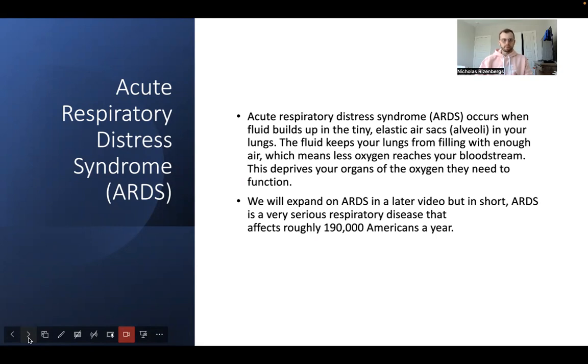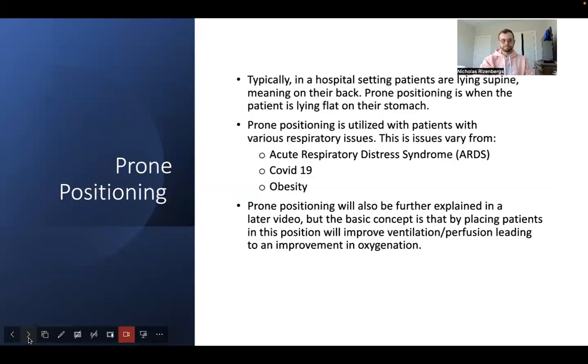And all that going on is basically saying there's a lack of compliance in your lungs. They are not working efficiently. They're not being able to fill and push air out efficiently at all. So we're going to expand on ARDS a lot later in this video, but ARDS is a serious respiratory disease that affects roughly 190,000 Americans a year, which is quite a lot.